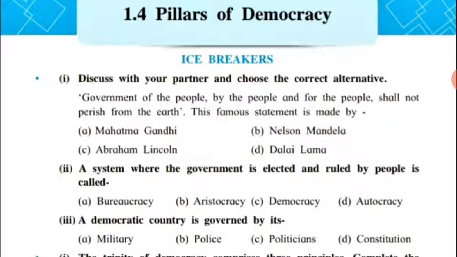Third activity, a democratic country is governed by its options are A. Military, B. Police, C. Politicians, and D. Constitution. Here you may get a bit confused with the options, because we always come across military, police, politicians, but constitution we hardly learn about except in the class or in some programs. But the answer of this question is constitution, because under the frame of constitution, whether it is military, police or politician, they perform their respective functions. So answer of this third activity is constitution.